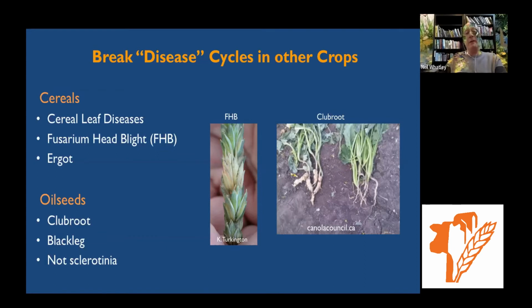For example, sclerotinia. Sclerotinia is common in most broadleaf crops. But if you do have a pulse in there, you do help to break the disease cycles in cereals, like cereal leaf diseases, fusarium head blight, ergot, and in oilseeds, diseases of clubroot, blackleg. But as I said, sclerotinia would not be affected. The sclerotia sit in the soil for about 5 years. And also the spores from sclerotinia can blow in from outside the field.